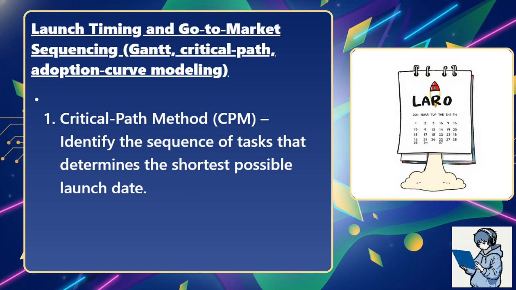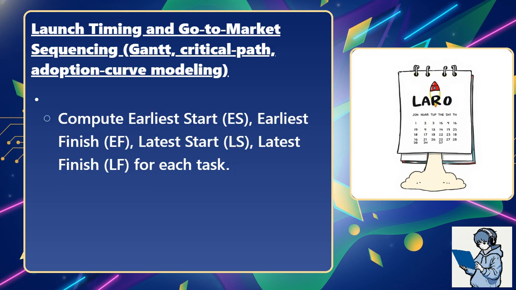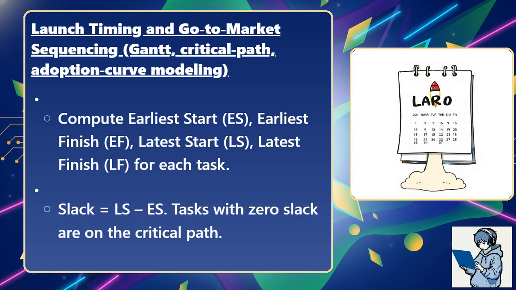2. Critical path method, abbreviated CPM. Identify the sequence of tasks that determines the shortest possible launch date. Compute earliest start (ES), earliest finish (EF), latest start (LS), and latest finish (LF) for each task. Slack equals LS minus ES. Tasks with zero slack are on the critical path.